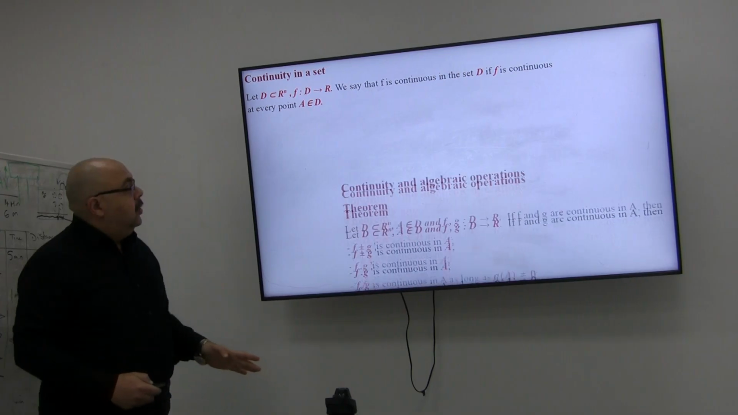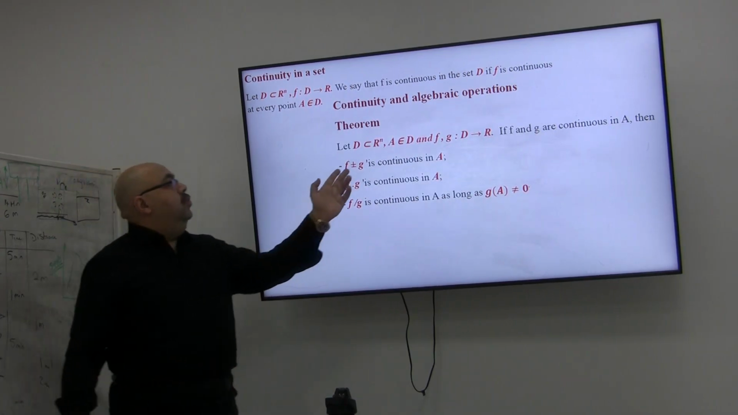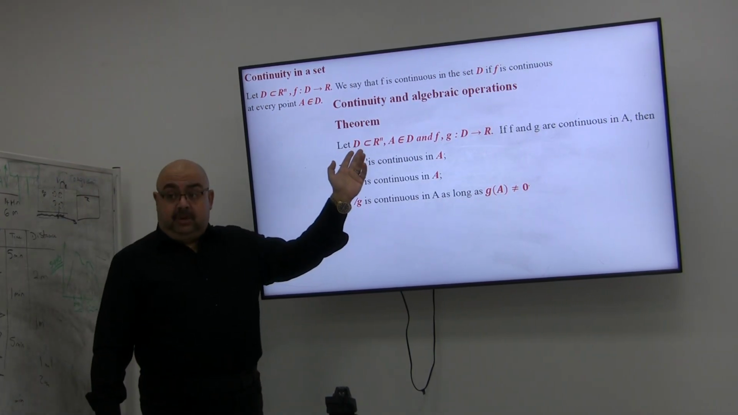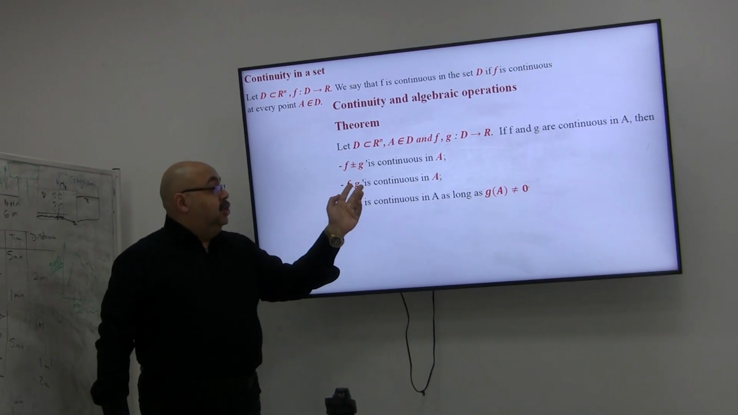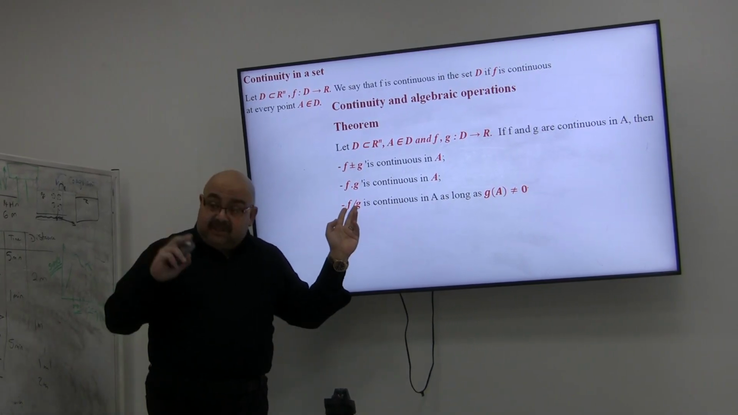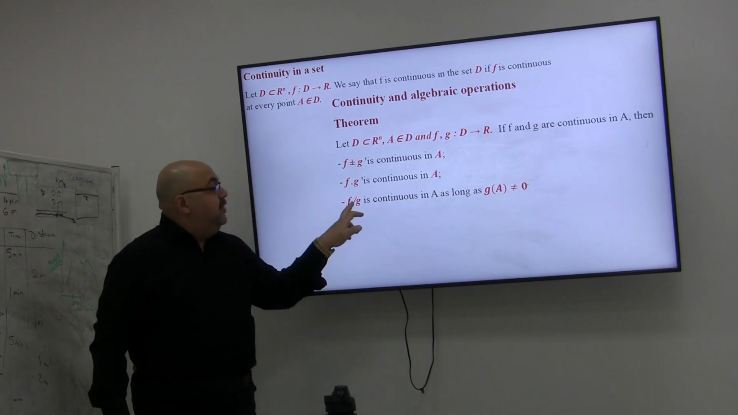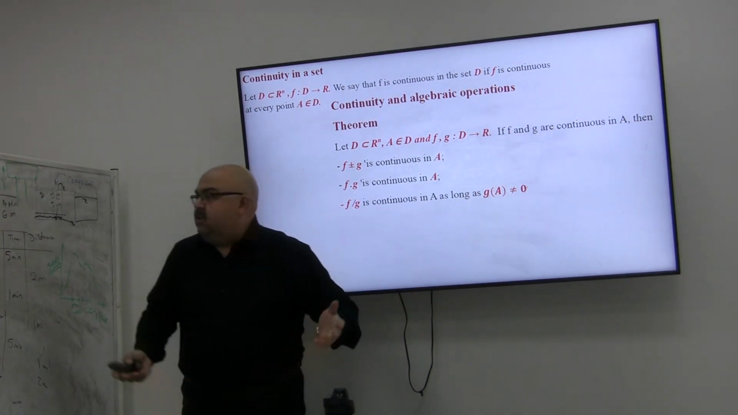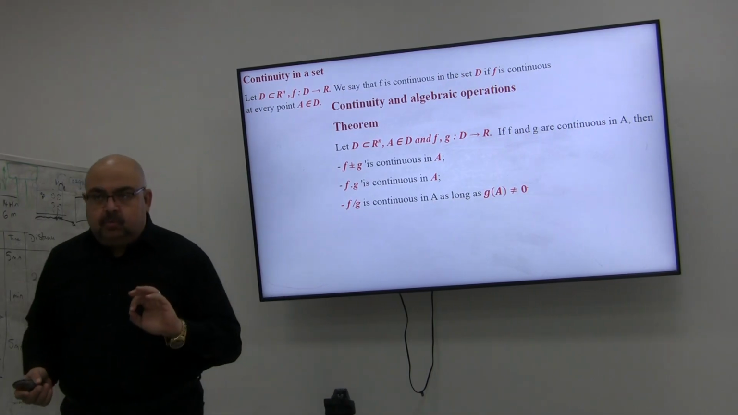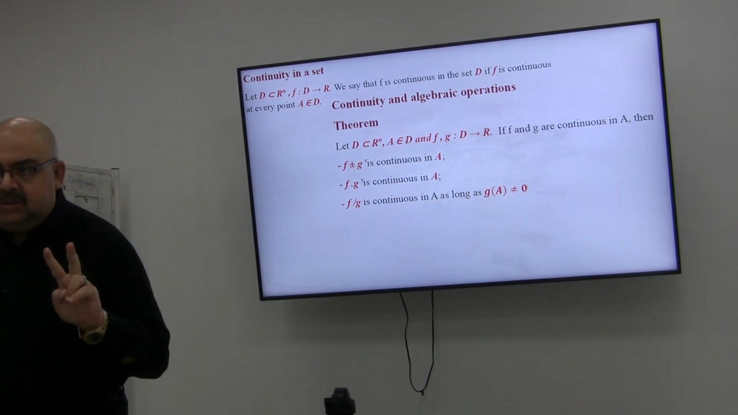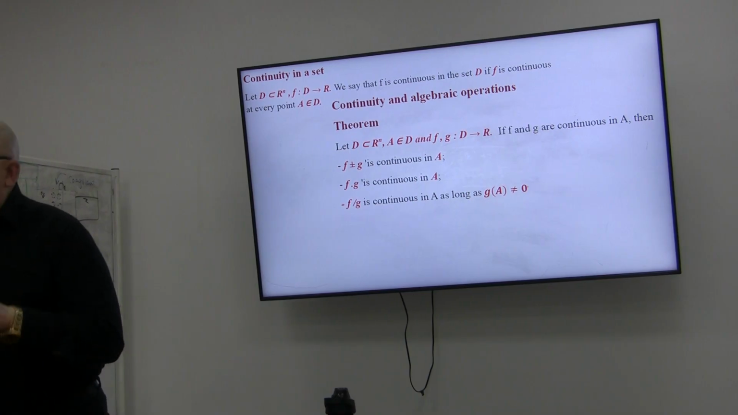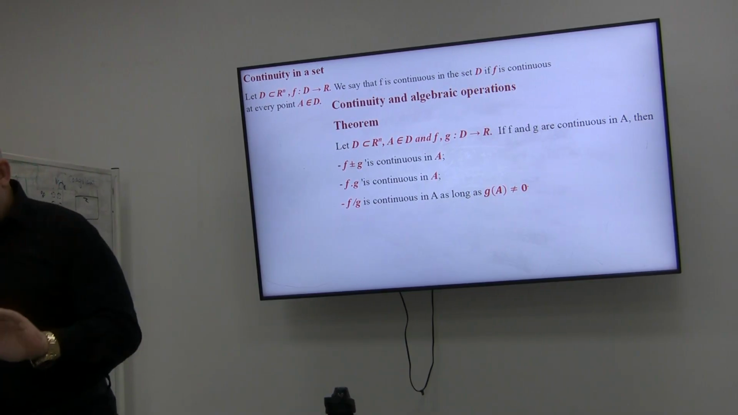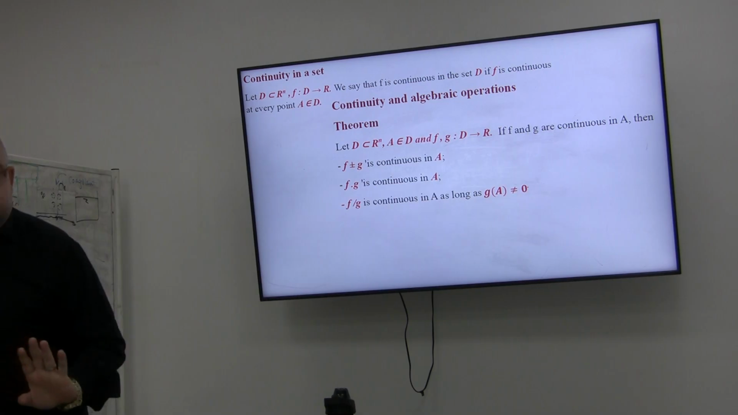Once more, if you have two continuous functions, their addition, subtraction, multiplication, and division are continuous, except when the denominator is equal to 0, where it is not going to be defined. So once more, if you have two continuous functions, their addition, subtraction, multiplication, and division are also continuous. Okay, very good.